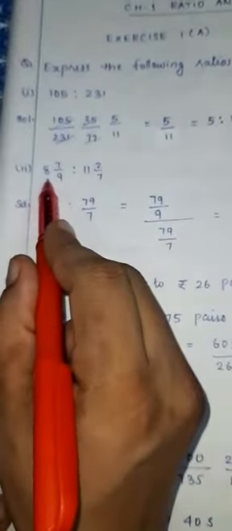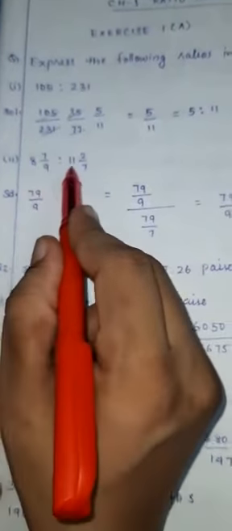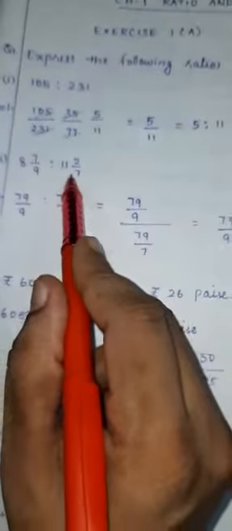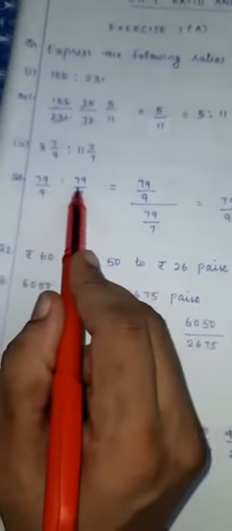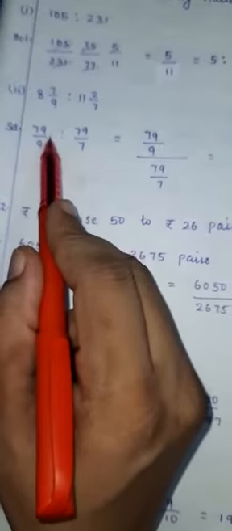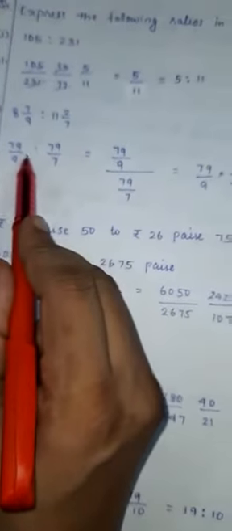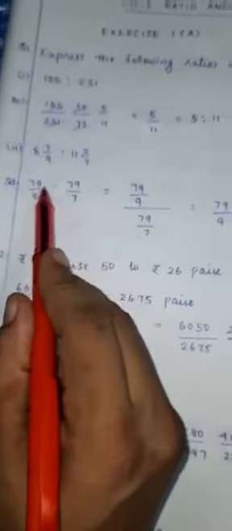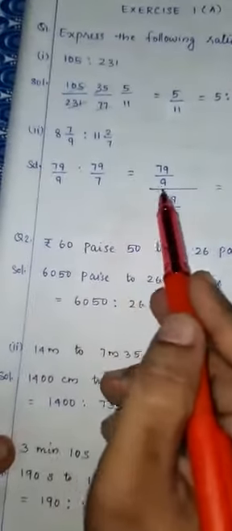Second question. 8 7 by 9 is to 11 2 by 7. Here first the mixed fraction is converted into improper fraction. So first one, 8 9s are 72 plus 7 is 79 divided by 9. This time 11 7s are 77 plus 2 is 79 by 7. Here the first term and the second term are fractions. So to get the simplest form, both the numbers are multiplied by their LCM. Or you know, fraction division means take the reciprocal and multiply.